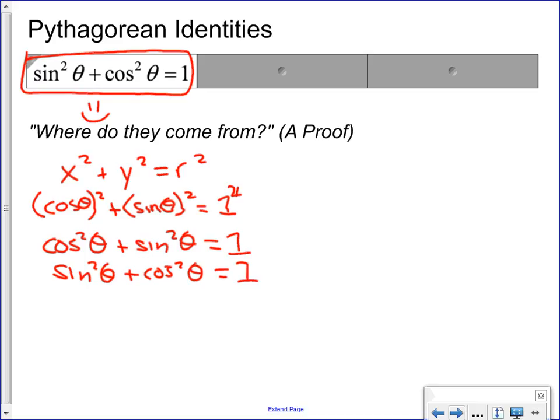So with the commutative property, you can switch it around. It's all good. Which means that at the same angle, no matter what angle it is, as long as you're doing the sine and cosine from the same angle, sine squared plus cosine squared from that angle will always equal 1.